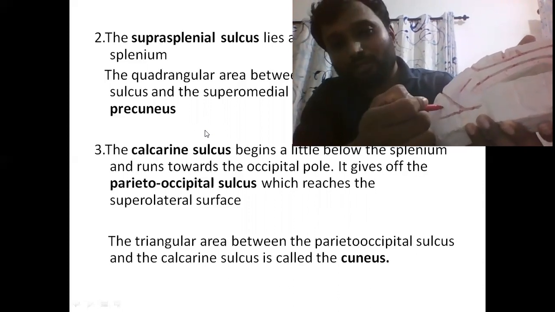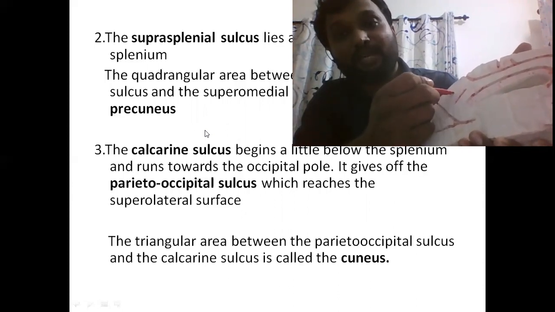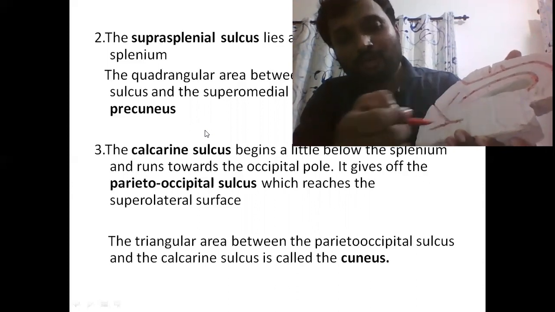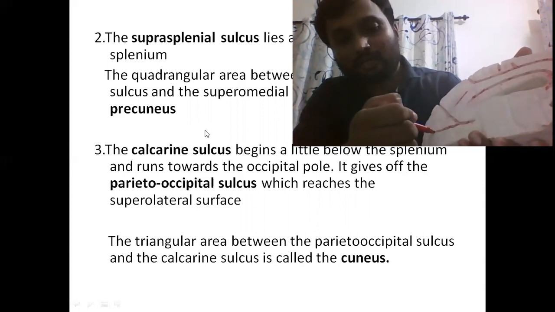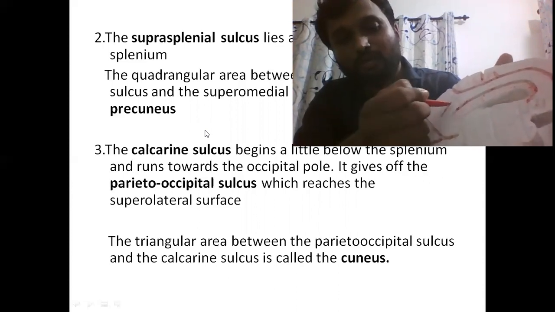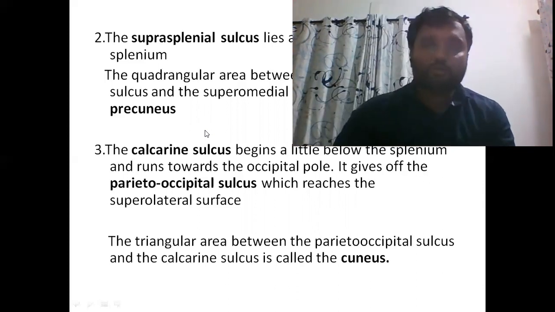Okay. Now here between this calcarine sulcus and parieto-occipital sulcus, there we can see a triangular shaped area. That one is a cuneus. So this is the cuneus. In front of the cuneus, this area, precuneus is in front of that. So calcarine sulcus, its branch parieto-occipital sulcus, cuneus, precuneus, suprasplenial sulcus. These are the sulci and gyri of this medial surface.